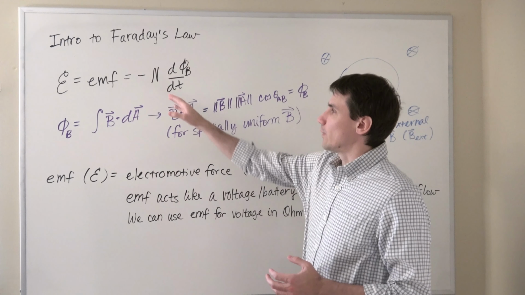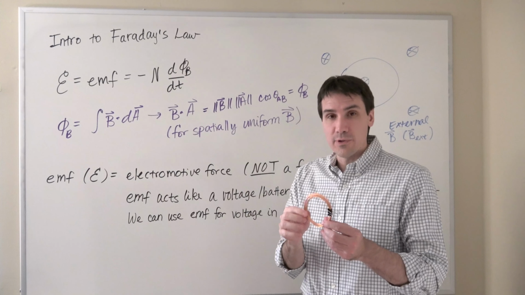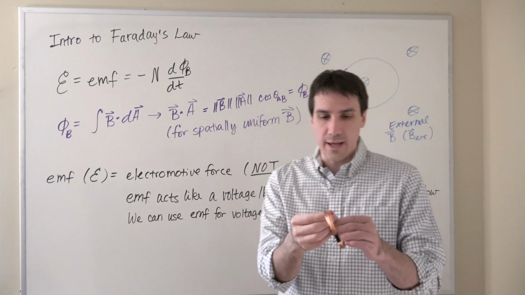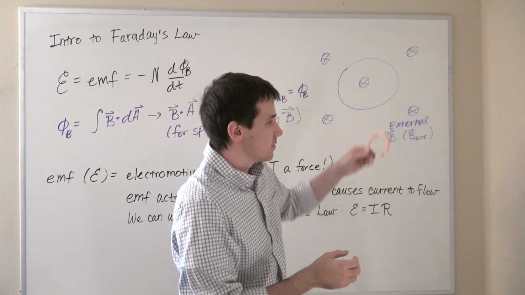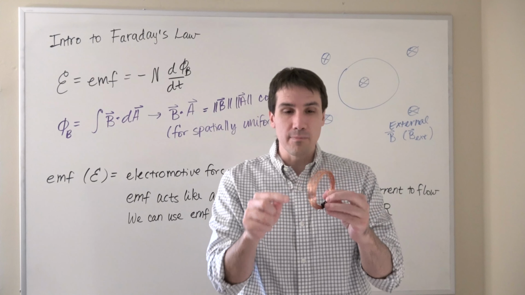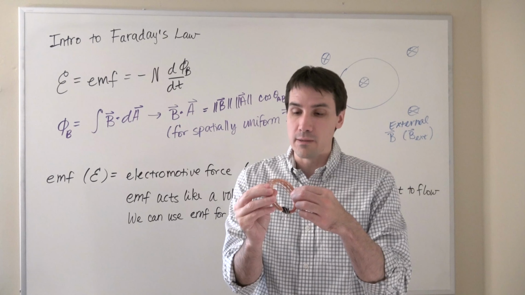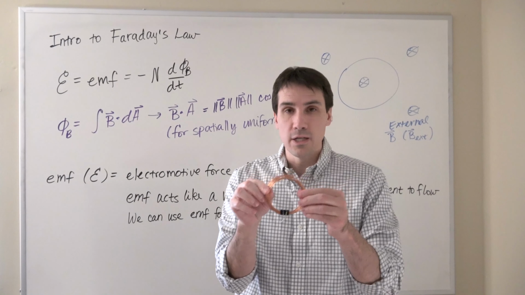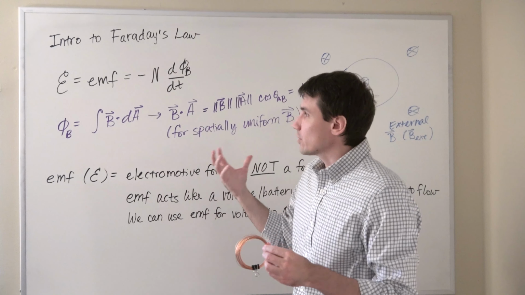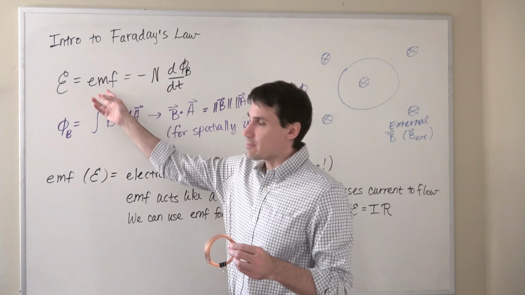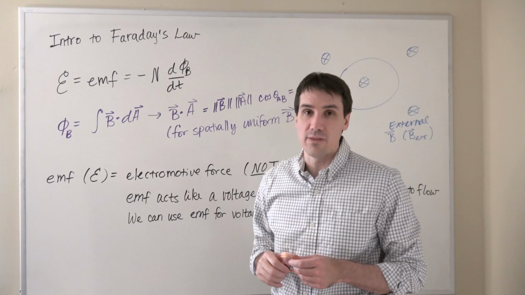Next, let's turn to our variable N. N simply refers to the number of loops. So here I have some copper wire in a loop. It could look like this loop. N is simply the number of turns in this loop. So here I have maybe 20 turns of wire. So N in this case would be 20. The more turns you have, the more EMF you will generate, because our EMF scales linearly with the number of turns of our loop.